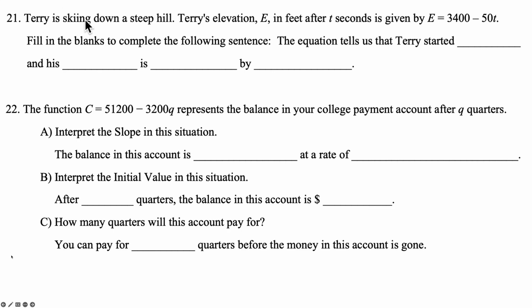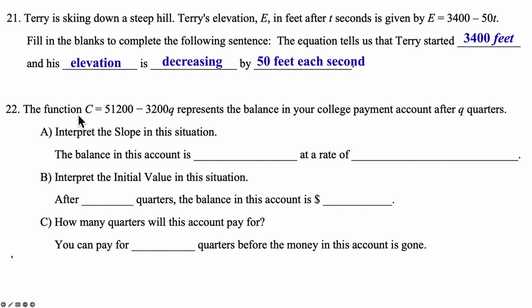21, Terry is skiing down a steep hill. Terry's elevation E in feet after t seconds is given by E equals 3,400 minus 50t. Fill in the blanks to complete the following sentence. The equation tells us that Terry started at 3,400 feet and his elevation is decreasing, because it's going downhill, by 50 feet per second, or each second.